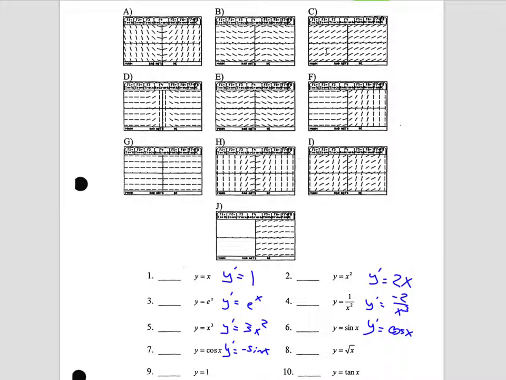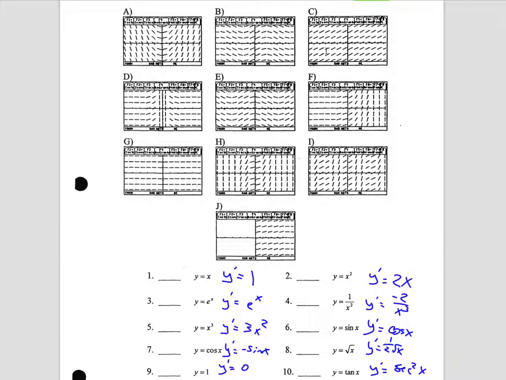Derivative of the square root of x. 1 over 2 square root of x. Derivative of 1. 0. And derivative of tangent. Secant squared. Now some of these, the derivative is going to be very helpful. Some of them, that's not going to be helpful at all. All right. Now what?